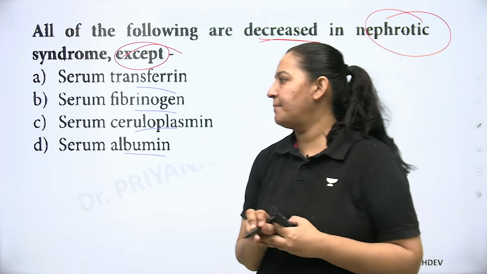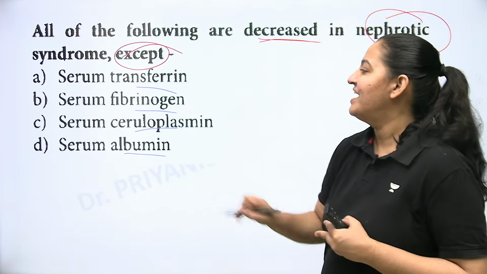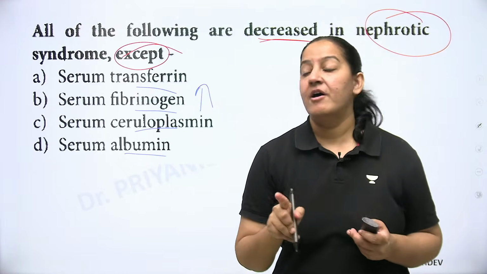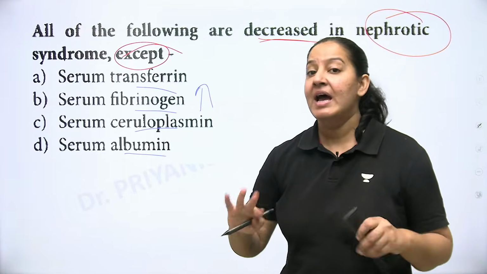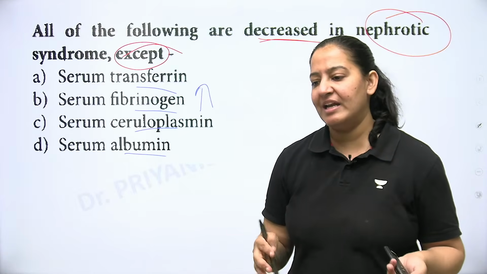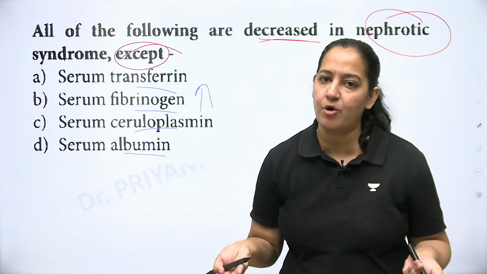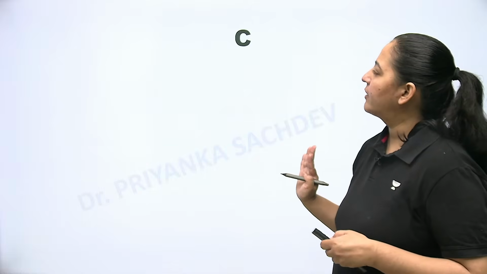Yes, Saima, Yadagiri, Deepam, Siddhika, absolutely right. The correct answer is fibrinogen. So only fibrinogen increases in blood. Rest all decrease. The reason for fibrinogen increase is the liver compensation. Liver tries to compensate the protein loss, and liver can increase only one protein, fibrinogen. Rest all will be lost in the urine and liver cannot compensate it. So correct answer here is B.